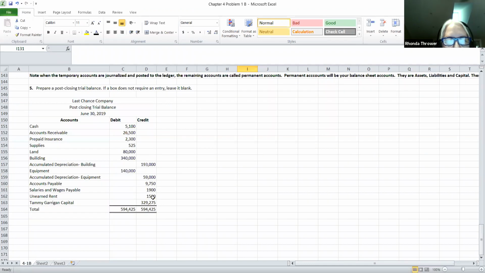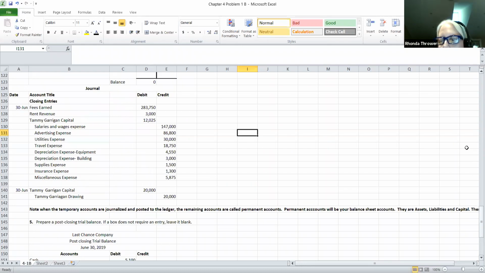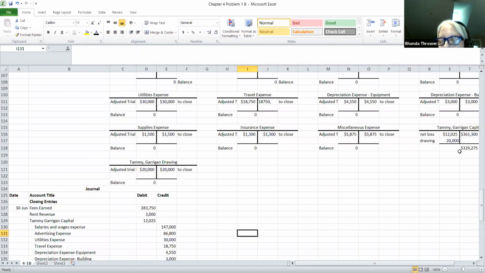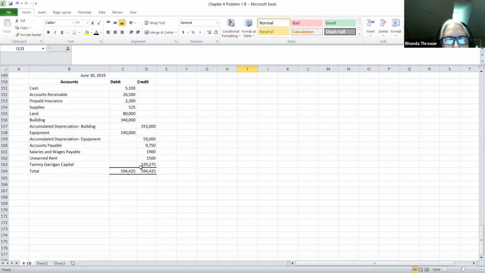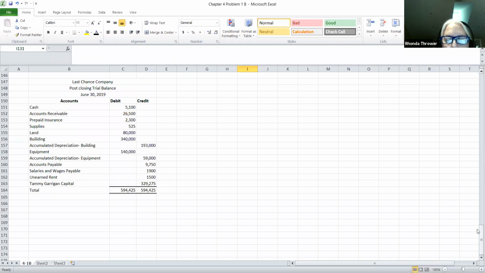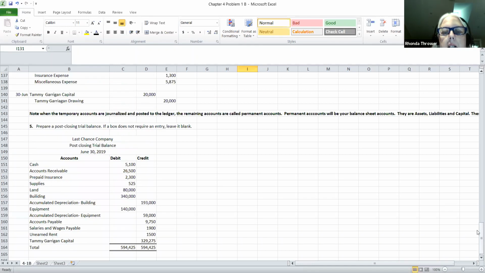And then our liabilities came in, and all of these are coming from the adjusted trial balance, with the exception of this one, because we had to add in our closing amounts, and it comes from the ledger account right here. And that ledger account balance is $329,275 right there. And then you add up your debit and credit columns, and they must balance. That's your post-closing trial balance.